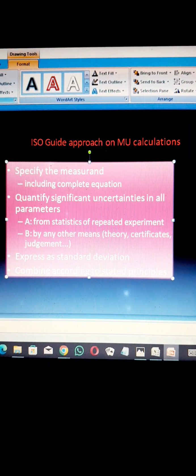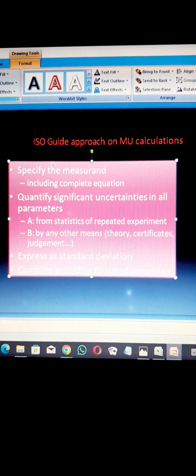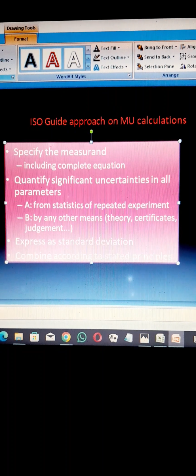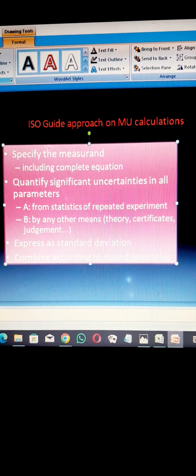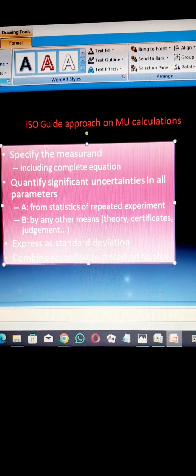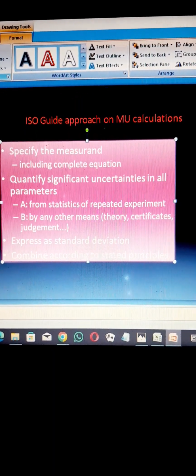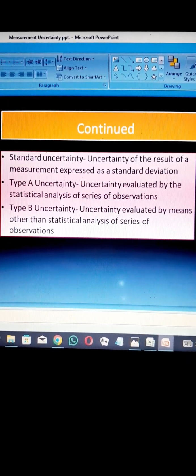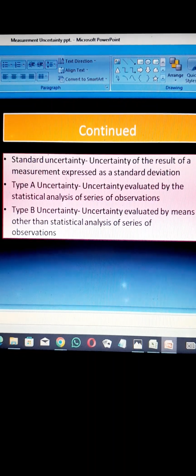Then come to the ISO guide approach on MU calculation. That is, specify the measurand including the complete equation. Quantify the significant uncertainty in all parameters, from statistics of repeated experiments and by any other means such as theory, certificates and judgment, expressed as standard deviation. It combines according to standard principles. Now, what is standard uncertainty? It is the uncertainty of the result of a measurement expressed as a standard deviation.